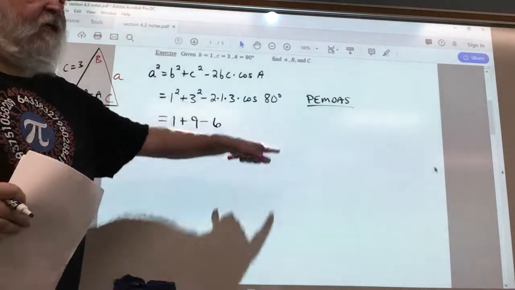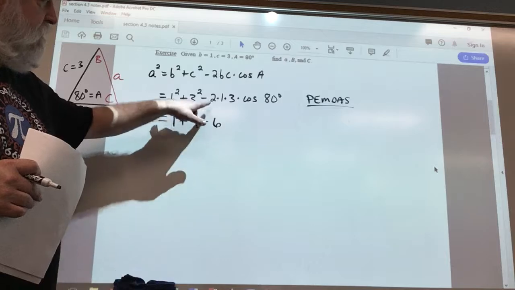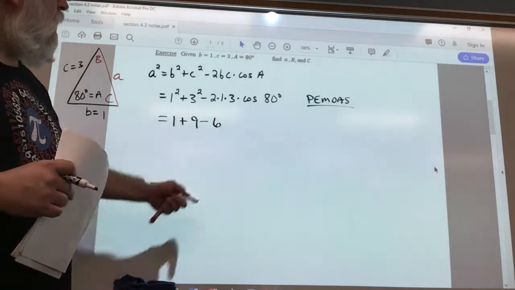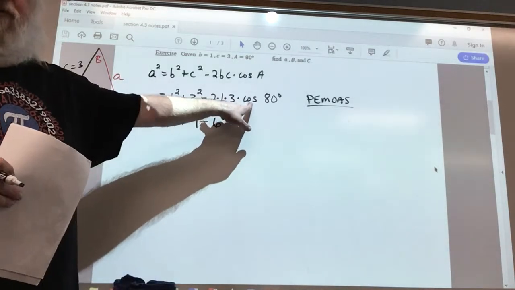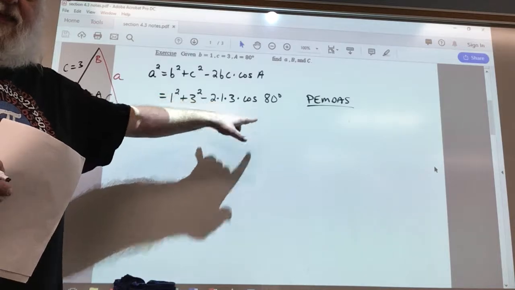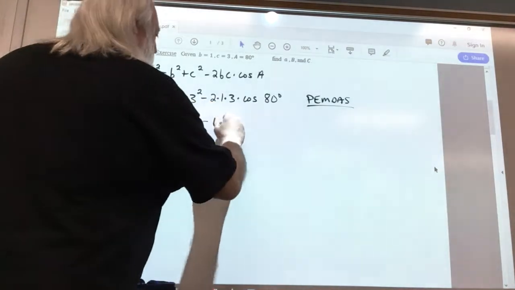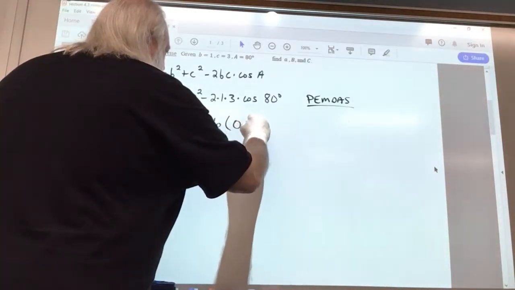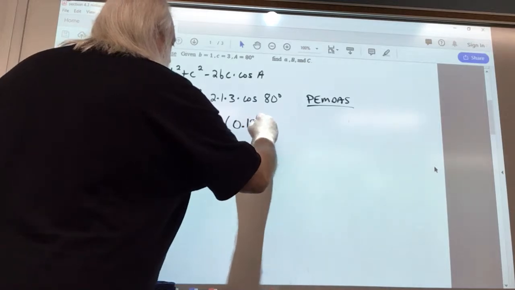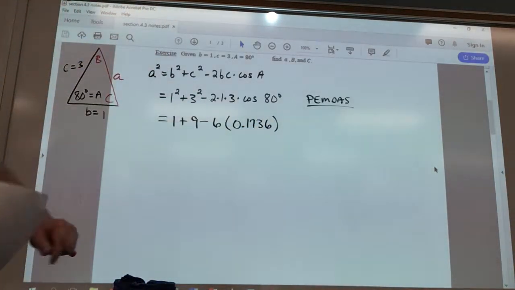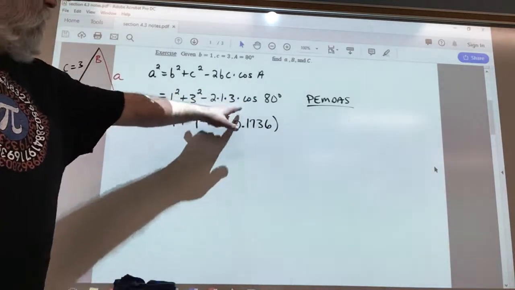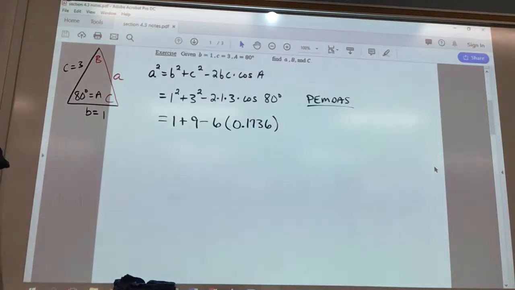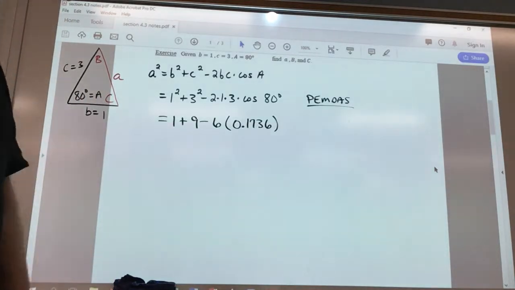Now, when you do this multiplication in your calculator, you can just type in 2 times 1 times 3 times the cosine of 80 degrees and hit enter. I'm going to write out the value of cosine 80 degrees to emphasize that it is a numerical value. The numerical value of cosine 80 degrees is 0.1736 to 4 decimal places. So make sure your calculator is in degree mode when you punch in cosine 80. Otherwise, if you have it in radian mode, you'll get the wrong answer.